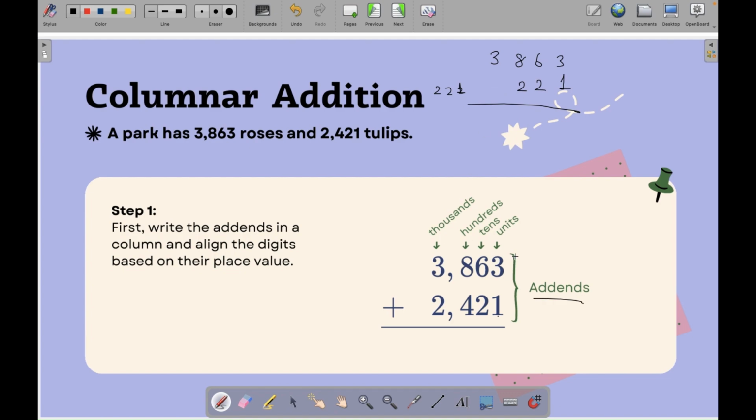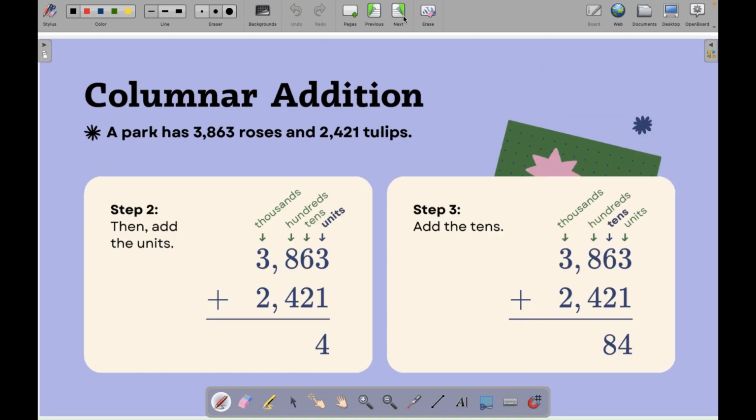So the first step was aligning. Now we move on to the addition, the second step. We have to add. Again, we have two options: we can either add from here or from here, right? But this will give you an incorrect answer. So you should always start from the right, the units digit. You should start adding from the units digit.